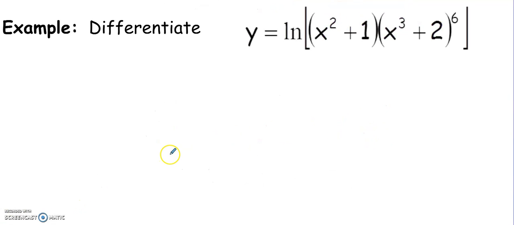All right, next one. This one's going to be more work. So I want you to take the derivative of y equals natural log of the quantity x squared plus 1 times the quantity x cubed plus 2 to the 6th. Pause the video, unpause when you're ready to talk about this.